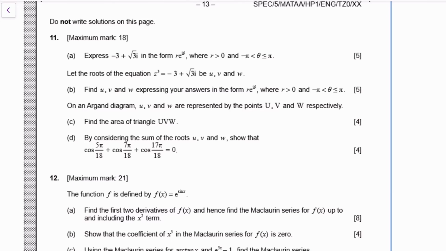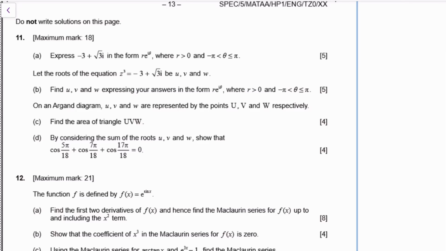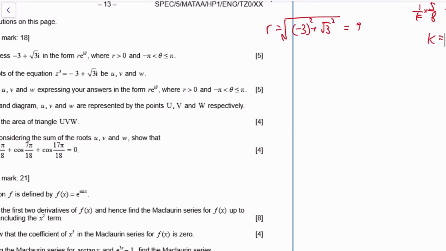The second question of section B looks like a complex number question. Explain that in Euler form. So you probably know Euler form is pretty much the same as polar form. You do the same thing. You find the modulus, find the argument. The modulus is the square root of a squared plus b squared. That's 9 plus 3, I believe. Square root, so it's root 12.